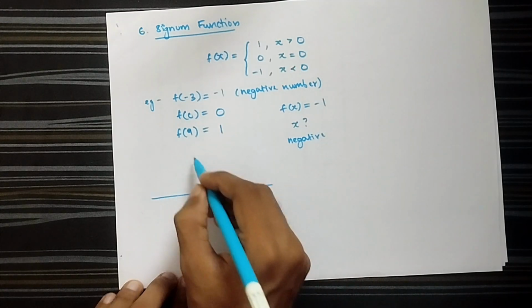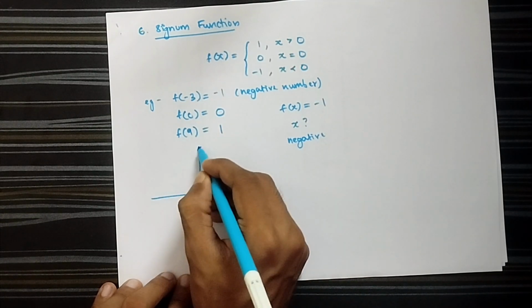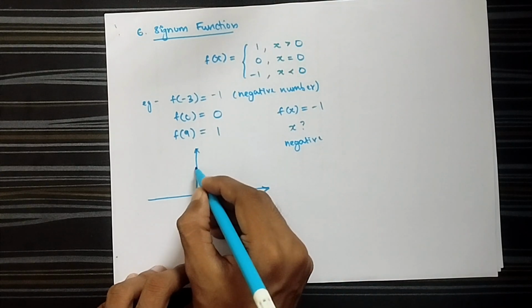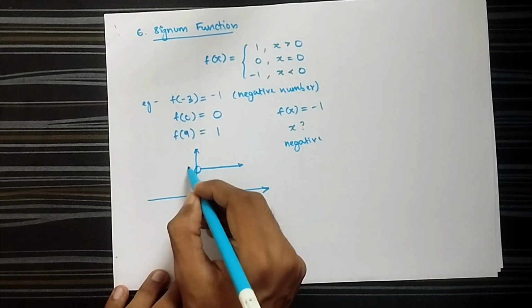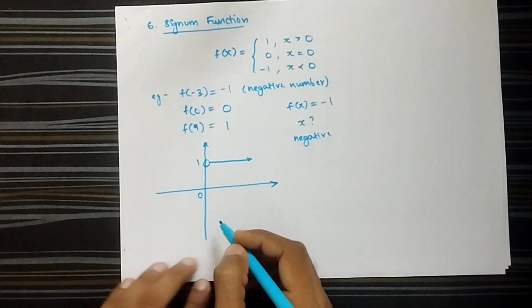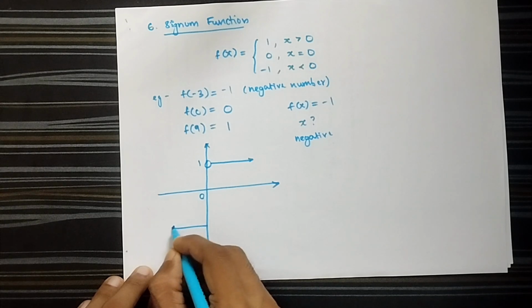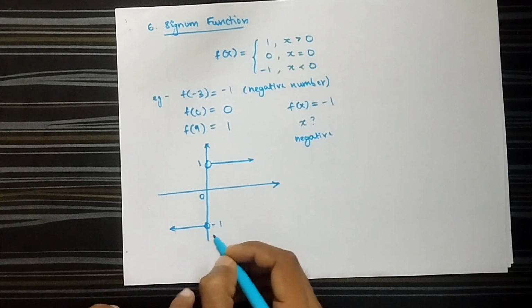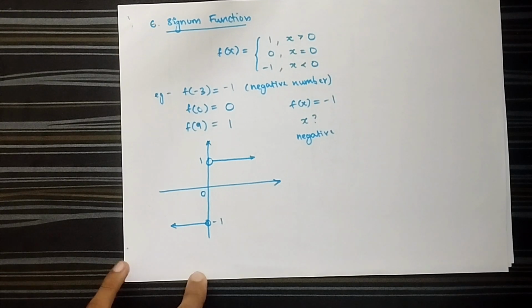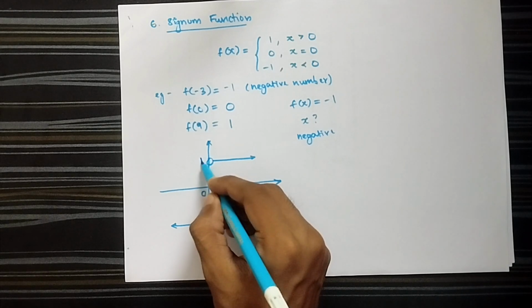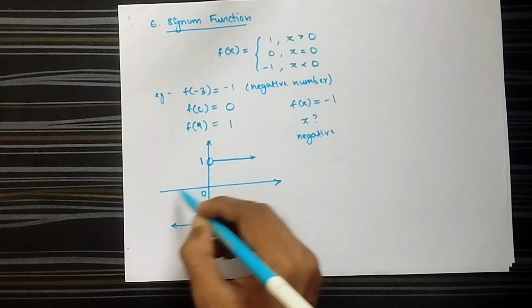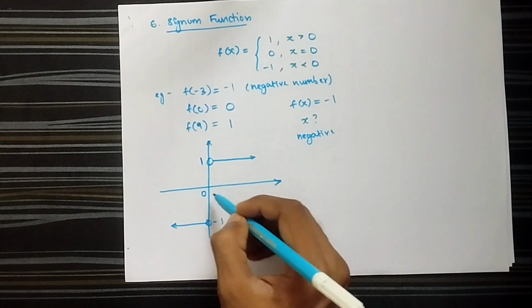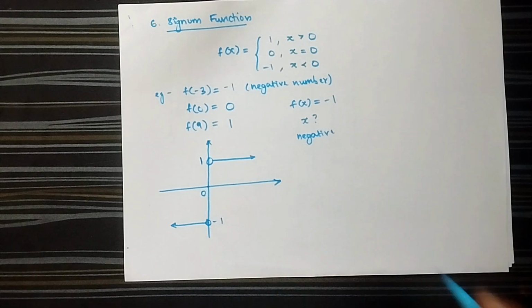If we were to draw a graph, with x and y axes, for all positive numbers the answer would be 1. For 0, it would be 0 itself. And for all negative numbers, the answer would be negative 1. It's pretty simple. For all x greater than 0, the y value is 1. For all x values less than 0, the y value is negative 1. And for 0, the y value is 0 itself.